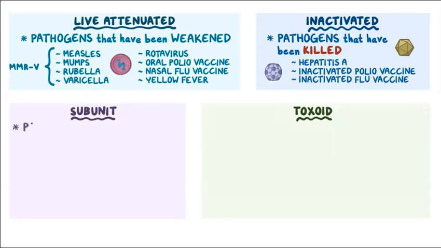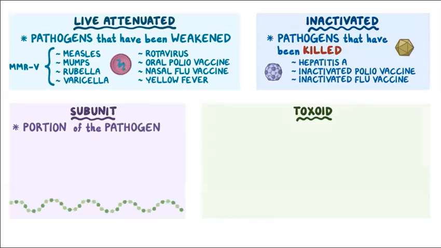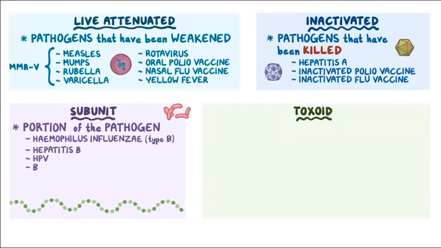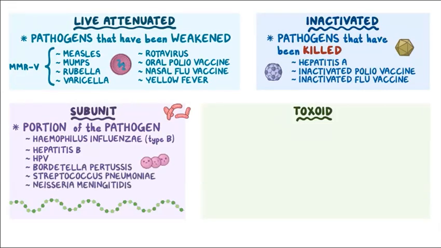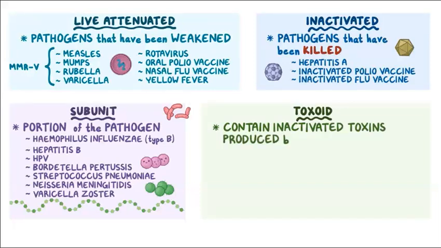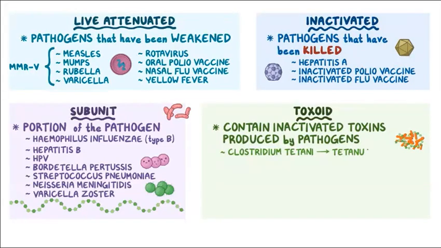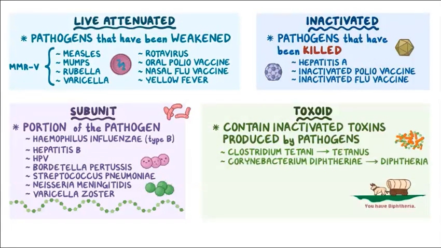Subunit vaccines contain just a portion of the pathogens, like polysaccharides or proteins, and this is done in vaccines against Haemophilus influenzae type B, hepatitis B, human papillomavirus or HPV, Bordetella pertussis, Streptococcus pneumoniae, Neisseria meningitidis, and varicella zoster virus. Finally, toxoid vaccines contain inactivated toxins produced by pathogens, and this is used in vaccines against Clostridium tetani, which makes tetanus toxin, and Corynebacterium diphtheriae, which makes diphtheria toxin.